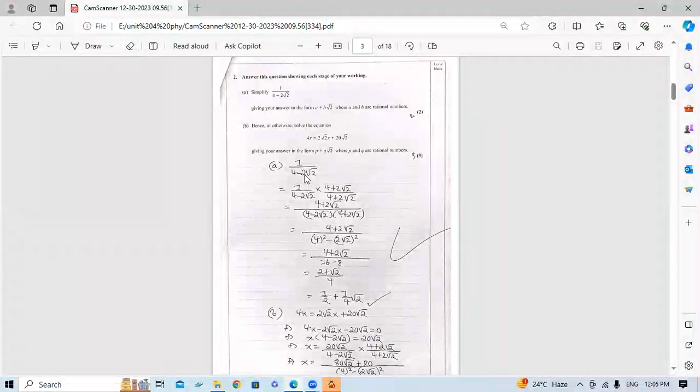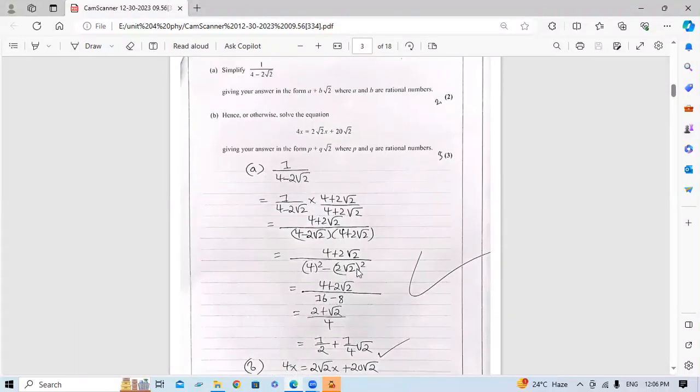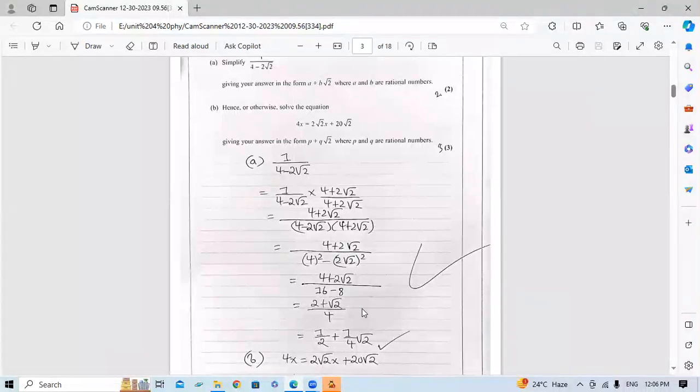So the solution: 1 divided by 4 minus 2 root 2 should be multiplied by 4 plus 2 root 2 divided by 4 plus 2 root 2. That gives 4 plus 2 root 2 divided by (4 minus 2 root 2) into (4 plus 2 root 2). We know the formula (a minus b)(a plus b) equals a squared minus b squared. So 4 squared minus (2 root 2) whole squared. So the answer would be (4 plus 2 root 2) over (16 minus 8), which is 2 plus root 2 over 4. 2/4 can be written as 1/2 and 1/4 into root 2. And this is the final answer.